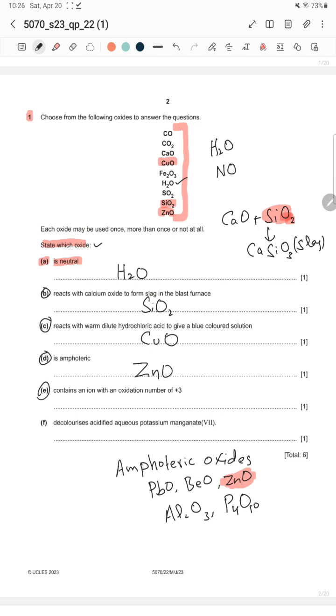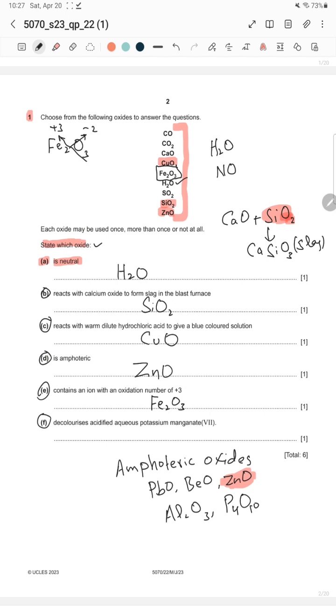Part E is: which oxide contains an ion with an oxidation number of +3. So you will be given a copy of the periodic table. Now see Fe2O3: iron exists in two oxidation states as it is a transition element. Iron will be in Fe+2 form or Fe+3 form. Here in Fe2O3, when you use the crossover method in reverse, iron will have a +3 charge and oxide will have a -2 charge. So Fe2O3 is the formula of the oxide in which the metal atom has a charge of +3. So Fe2O3 will be the correct option.